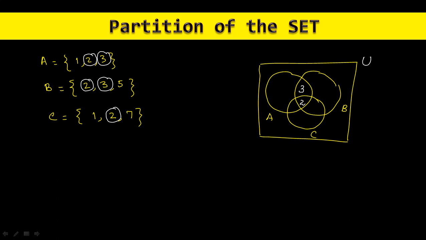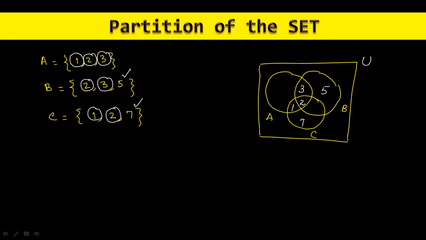What are the elements which are common to A and C? A and C, this element is 1. What are the elements common to B and C? Nothing is there. Now the pending elements are 5 and 7. They lie inside this area, 5 and 7.